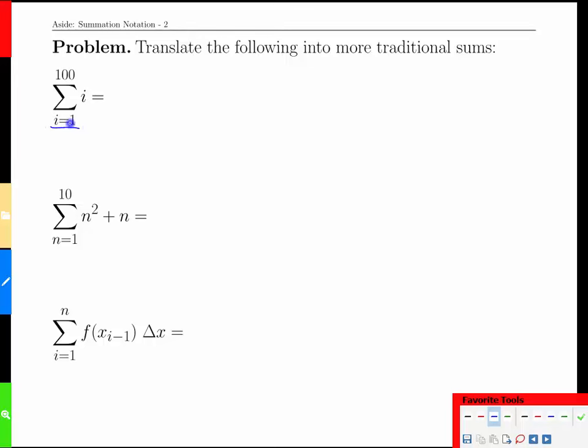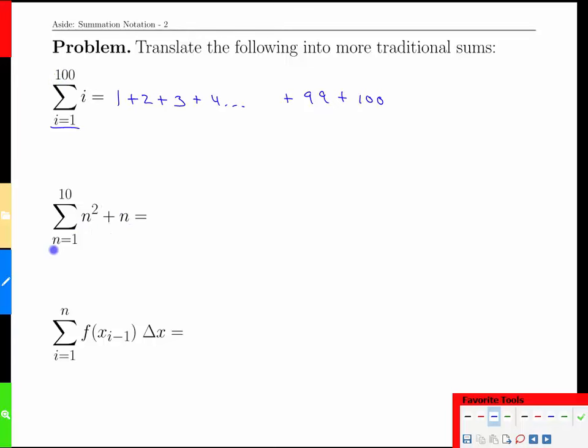Again, the sum is from i equals 1 to 100 in this case, and what we're adding up is simply the i value. So this would literally be 1. When i is 1, we plug in 1. Then i becomes 2, so we plug in 2, and then 3, and then 4, and then all the way up to 99, and then the last term would be the 100 at the upper end here.